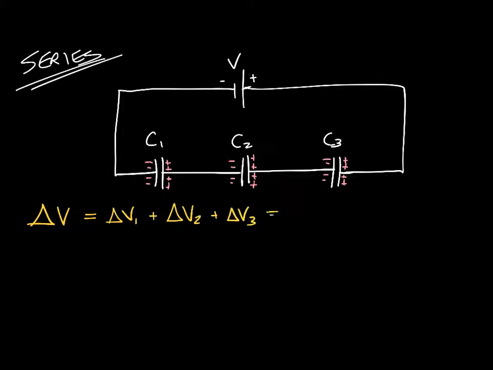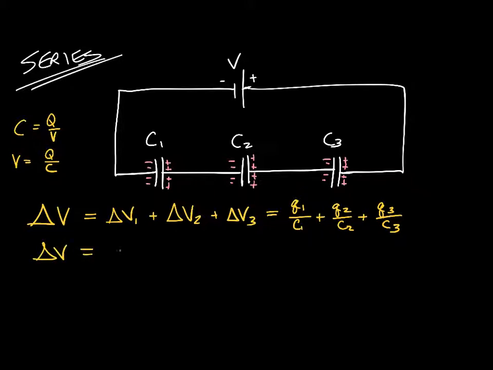Which means, so remember, capacitance was charge per unit voltage, which means voltage is going to be Q per C. So now I have Q1 per C1 plus Q2 per C2 plus Q3 per C3. But, just like we said before, Q1, Q2, and Q3 have to be the same. So what I really have is delta V is Q.